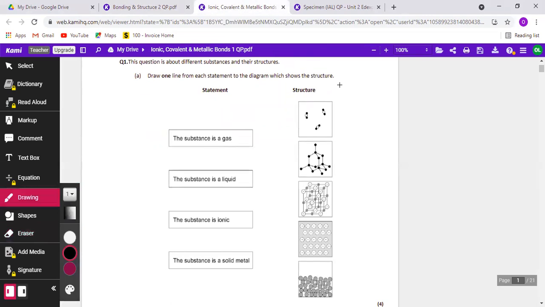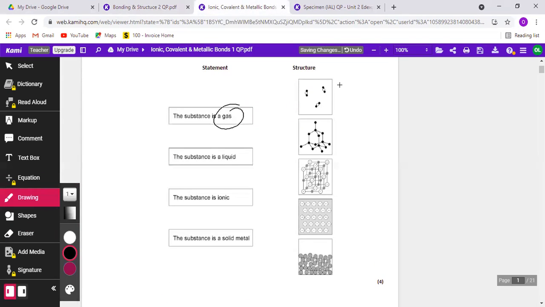This question is about different substances and their structures. Draw a line from each statement to the diagram which shows their structure. The substance is gas. In a gas, the molecules are far apart. So which one is representing a far apart structure? This one? The first one? Yes, gas is the first one.